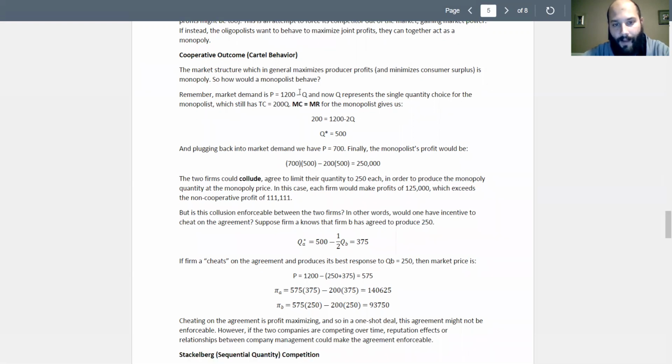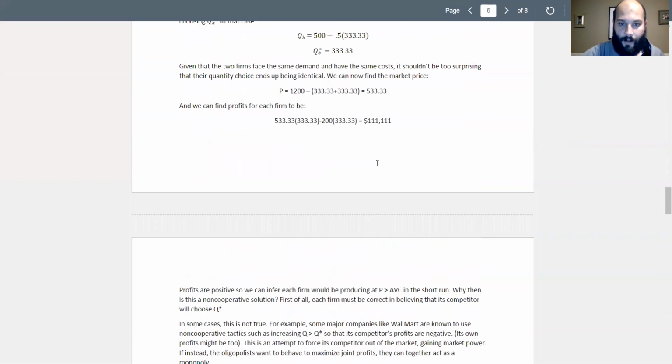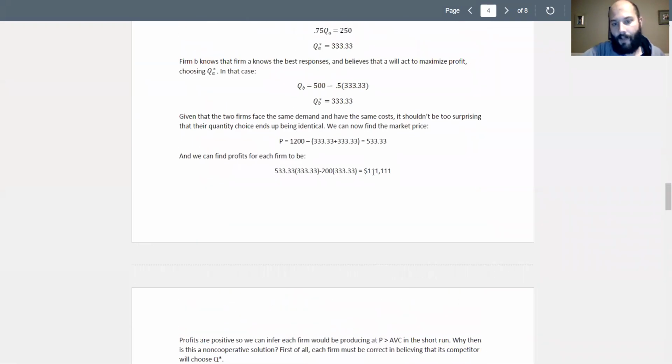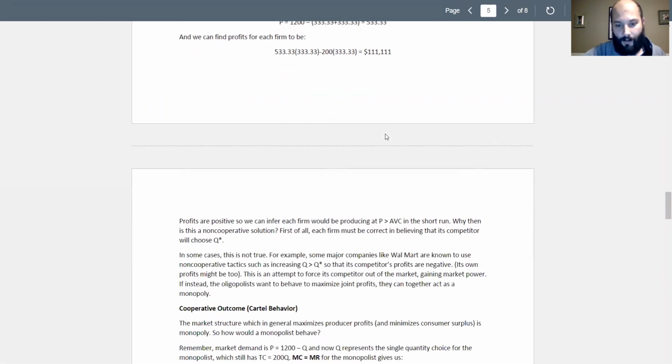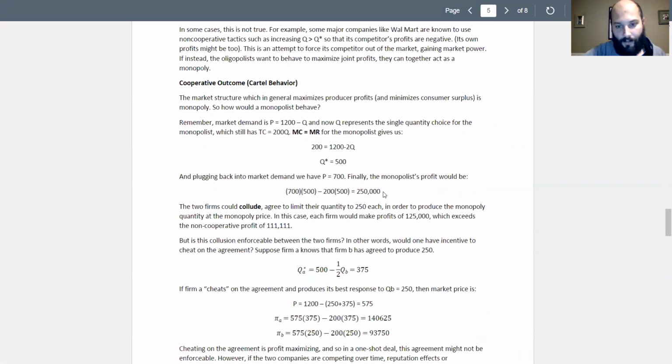We can plug back into our market demand to get a price of 700 for that quantity. And then we find our profits, price times quantity minus the total cost of producing that quantity. We can see in the monopoly, the profits are 250,000. Compare that to 111,000 each for two firms, or about 222,000. So the monopolist profits are higher.